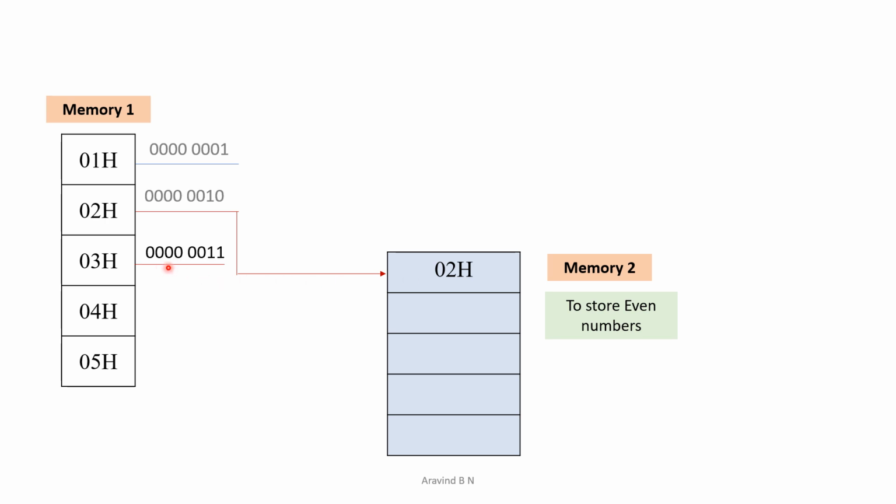Next is 3, its equivalent representation. Here at bit position 0, the value is 1. So it's an odd number, and we are not going to store this. In continuation, we can observe 4 is an even number. It has been stored to memory 2. 5 is an odd number as per the observation, so we are not going to store that to the memory location.